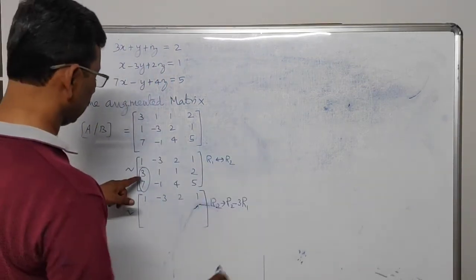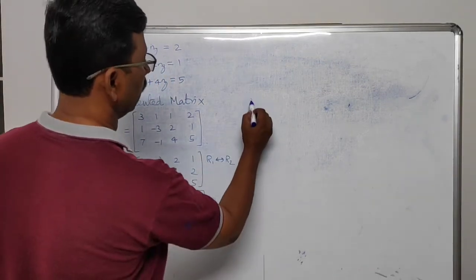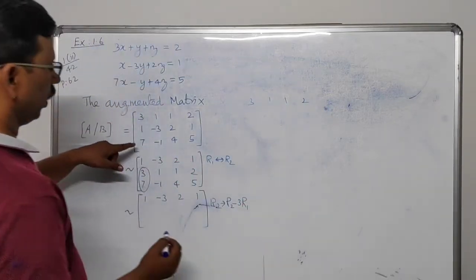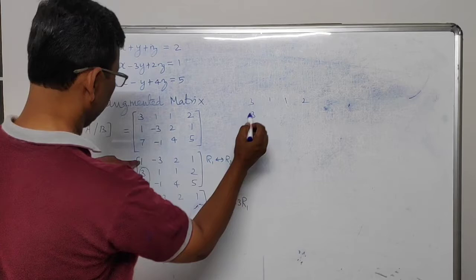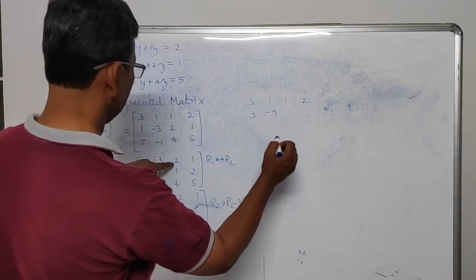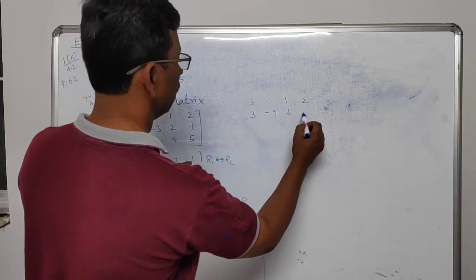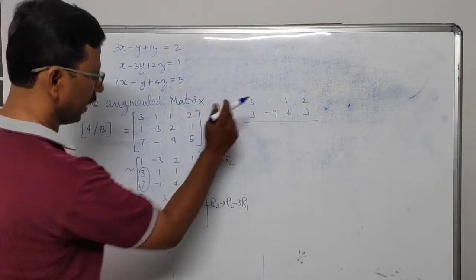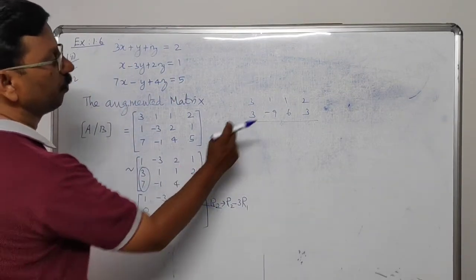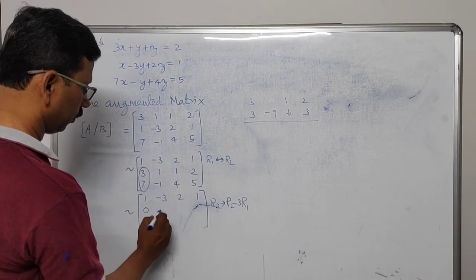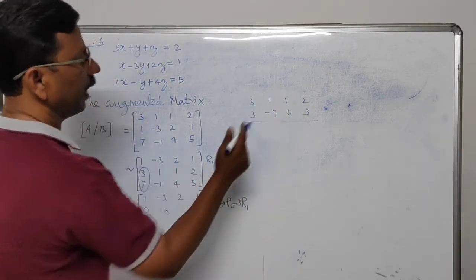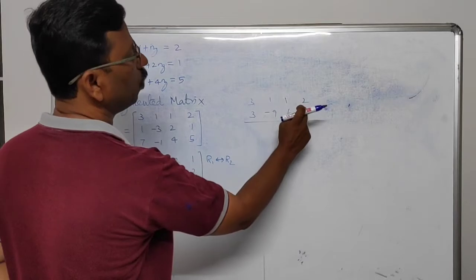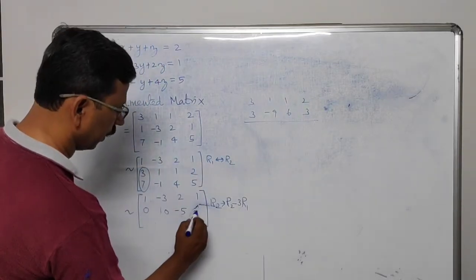Here, let me do a rough work. The second row means 3, then 1, 1, 2. Now, this is to be multiplied by 3. That is, you can write 3, minus 9, then 6, then 3. Then after that, you try to subtract. We are subtracting. 3 minus 3 gives 0. 1 plus 9 gives 10. 1 minus 6 gives minus 5. Then 2 minus 3 gives minus 1.